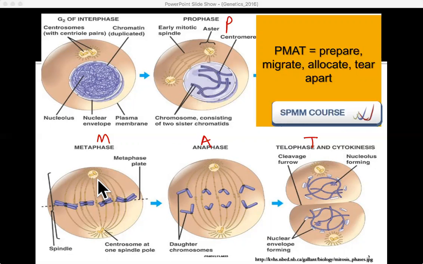So you remember what happens. The two centrioles now move to the opposite poles, north and south pole of the cell. And all of these chromatids, chromosomes, they line themselves in the equator. So the equatorial alignment and migration happens in metaphase.